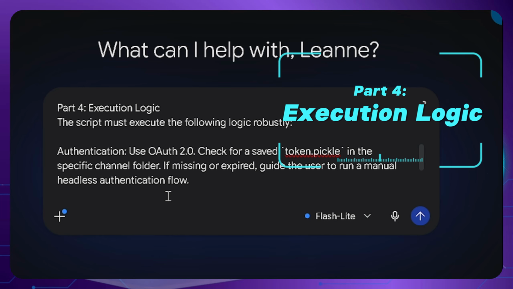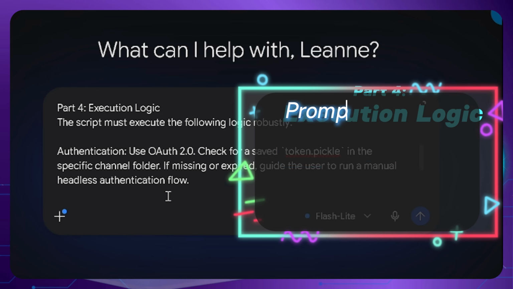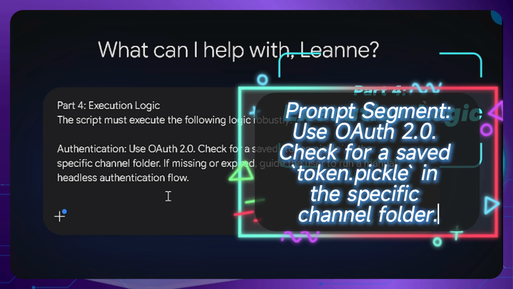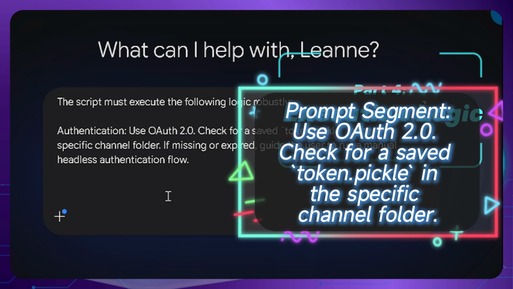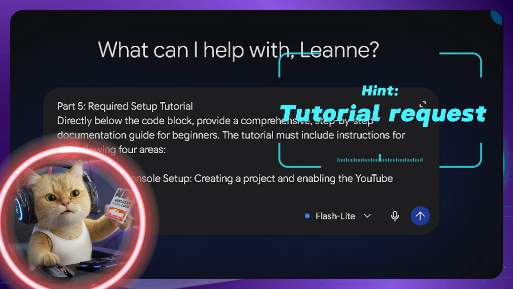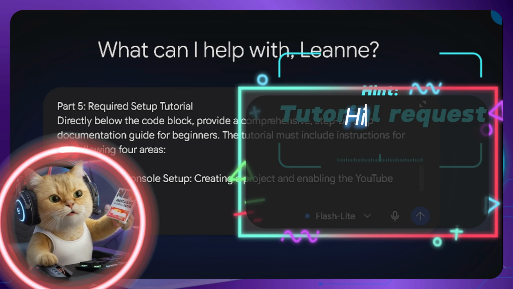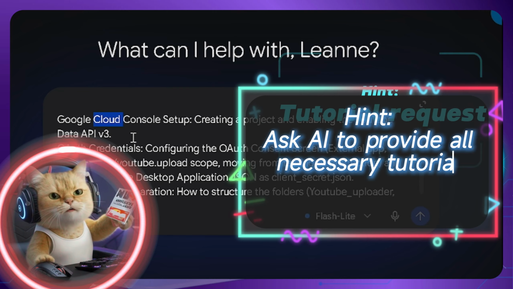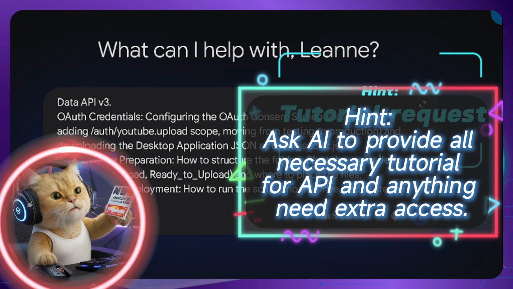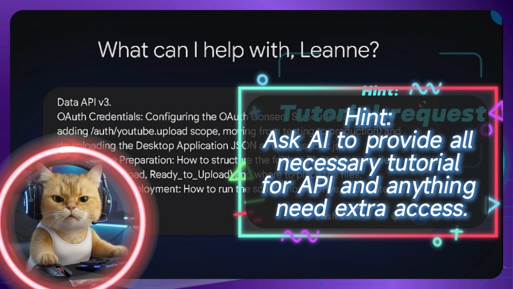Part 4 is execution logic. I demanded an auth check process and saved token.pickle in the specific channel folder. Why? It's a crucial step for Google authentication, and this step ensures isolated channel management. In my master prompt, I ask the AI to provide all necessary tutorials for all the extra access you need to know besides the script. So with this prompt, you will get everything you need.